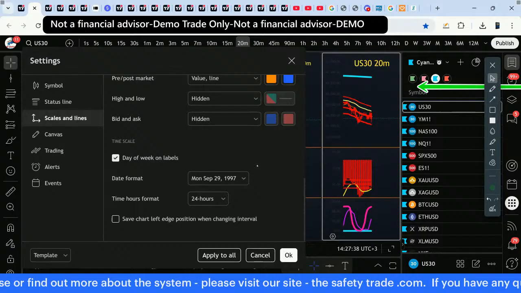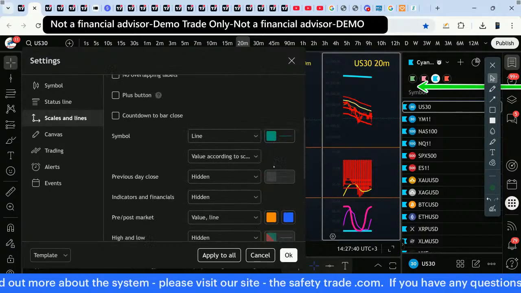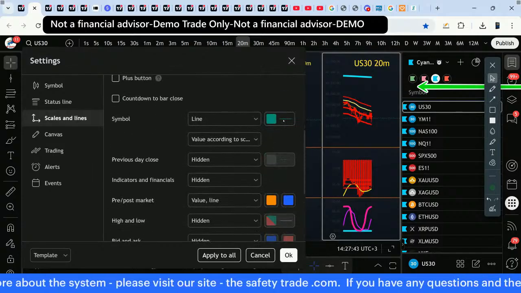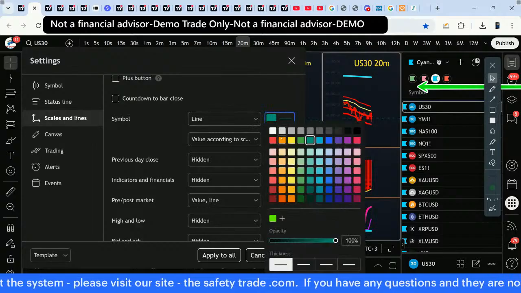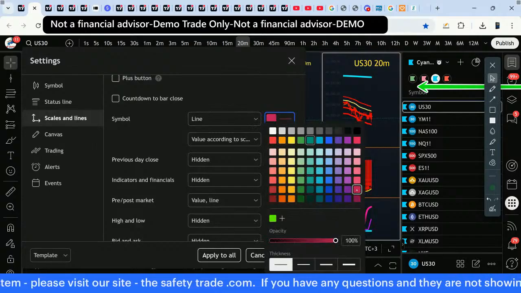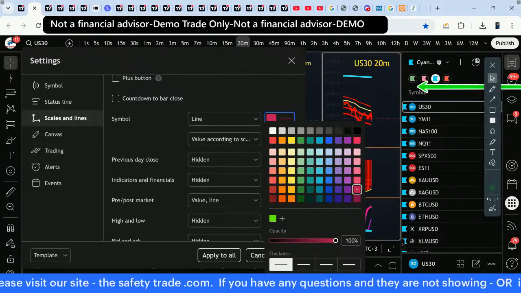That was a symbol. All right, so this will change. It doesn't look like it's changed. Let me change a different color. Change it. Oh, it is.